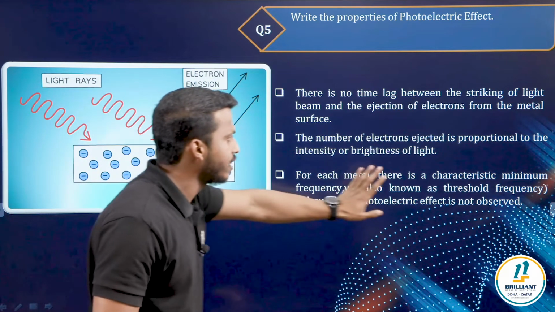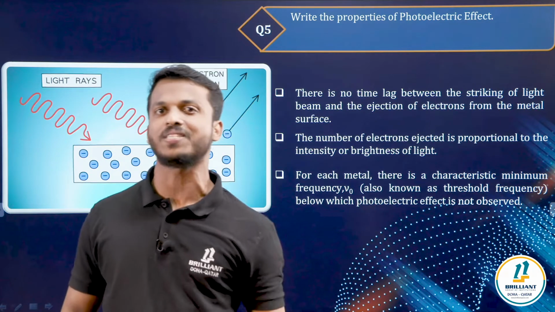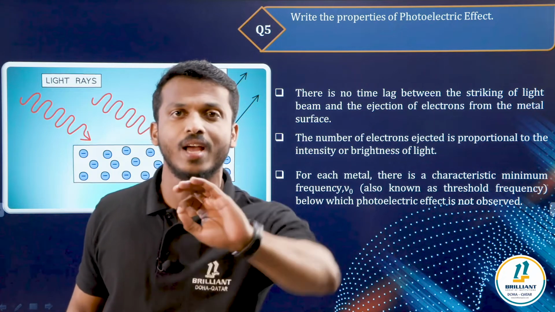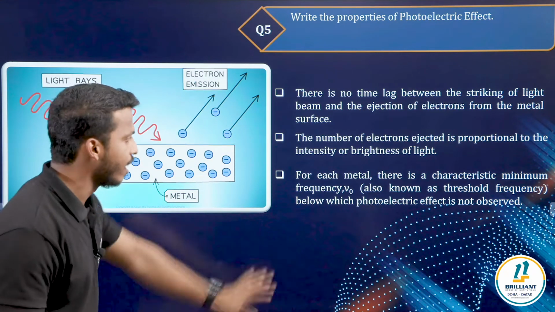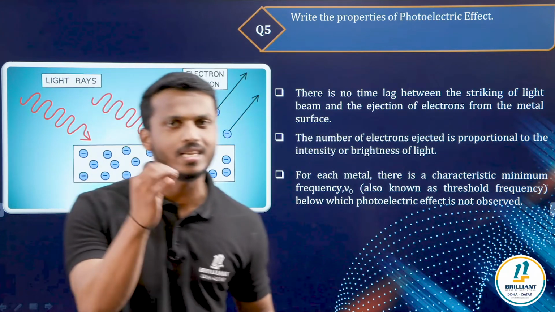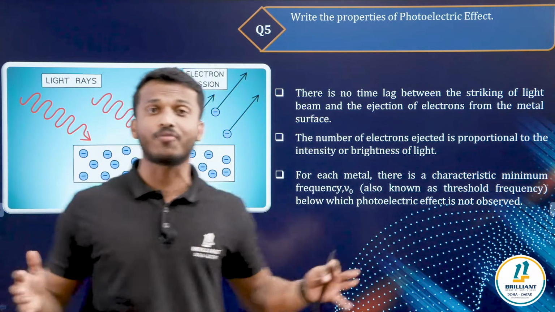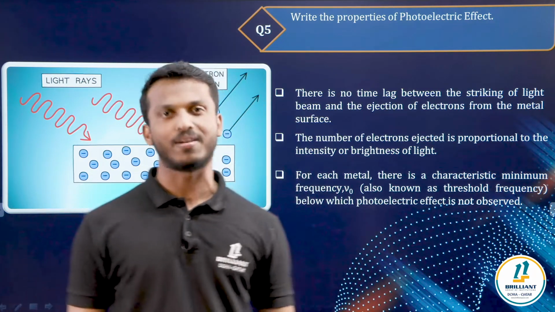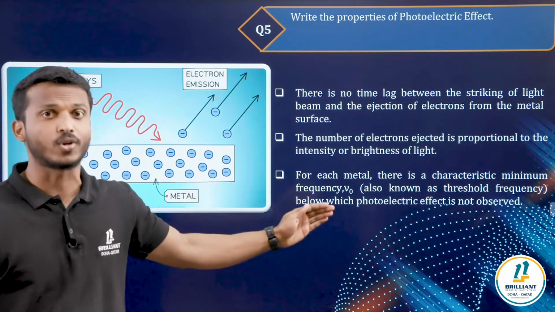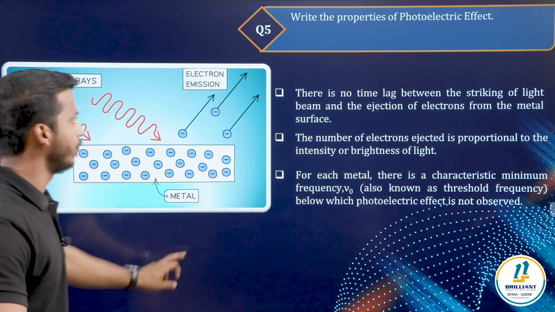For each metal, there is a characteristic minimum frequency, nu zero. What is nu zero called? Threshold frequency. I already told you what threshold frequency is before. It is the minimum frequency for the radiation to eject an electron from the metal surface. Alright, so in order to eject an electron from the metal surface, at least threshold energy is required, minimum threshold or more than that. If the frequency of the radiation is less than that frequency, it cannot cause an ejection. So these are the properties of photoelectric effect. Dear all, study what photoelectric effect is and its properties, and numericals also we can discuss in the other question.